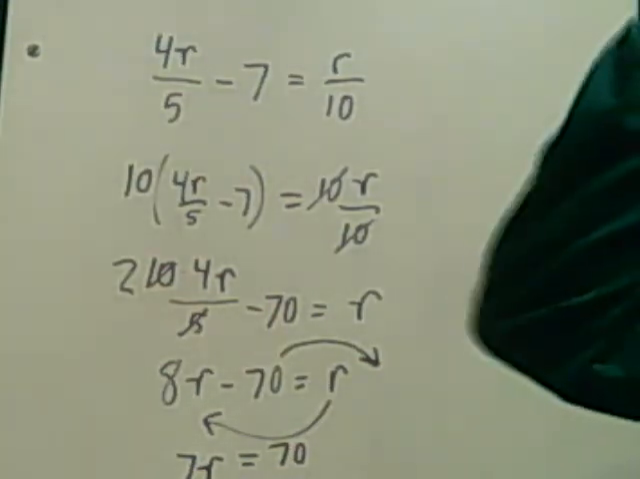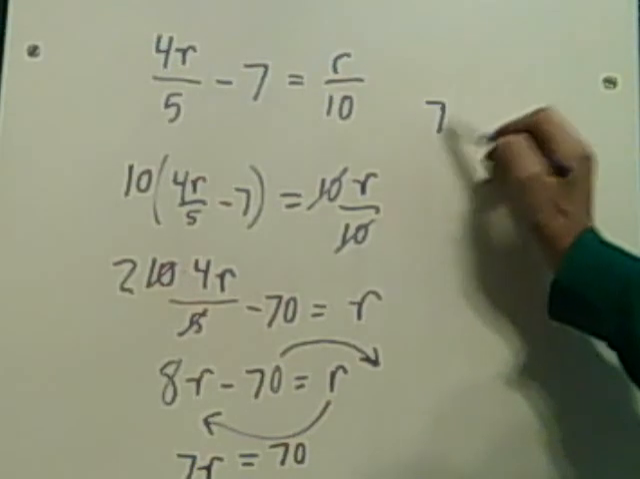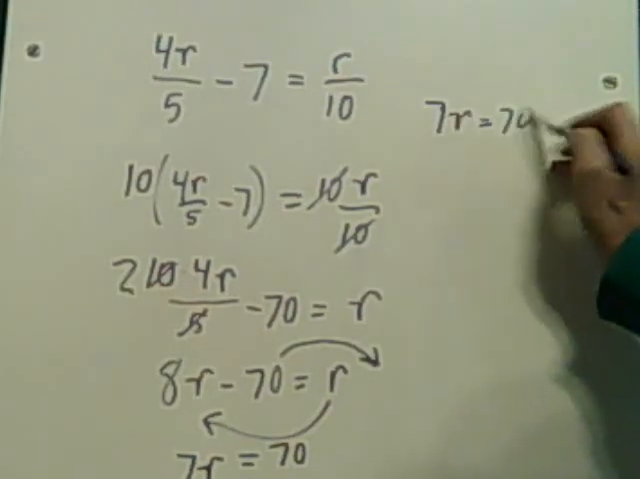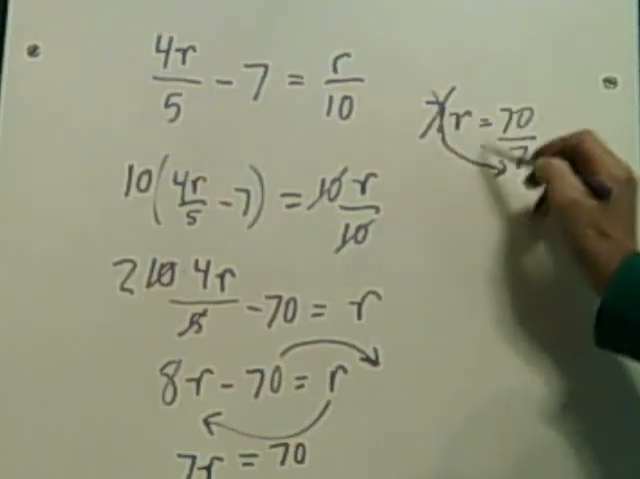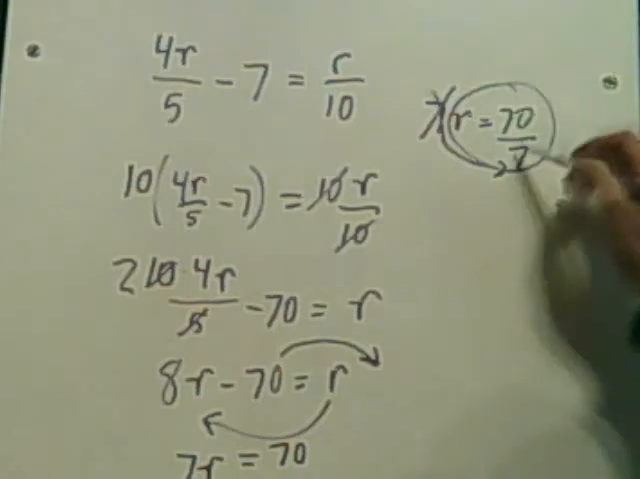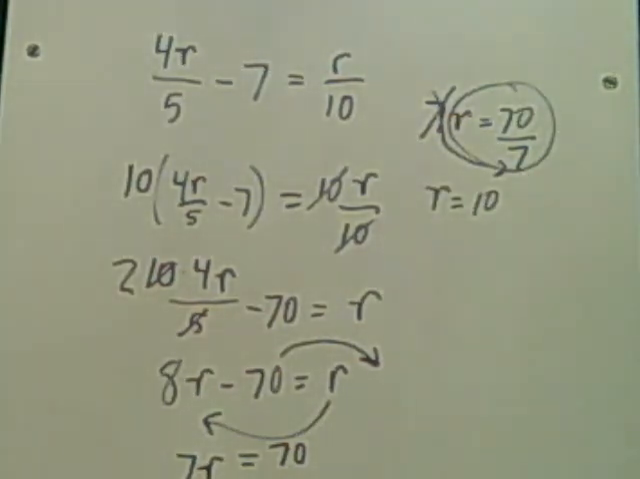And let's put that up here. That's going to be, I'll just bring that up here. 7r equals 70. Bring the 70 over to the other side where we put it on the bottom. R equals 70 divided by 7. That's 10. R equals 10. That's the answer for this one.